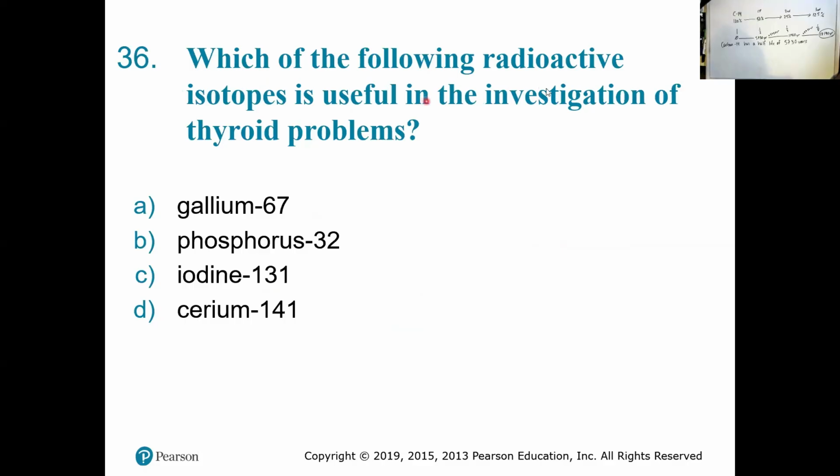The following question: which of the following radioactive isotopes is useful in the investigation of thyroid problems? We can look at the answer to this one. This type of question, we're not going to be memorizing specific isotopes and their specific body parts, but the iodine for that one would be the correct answer.